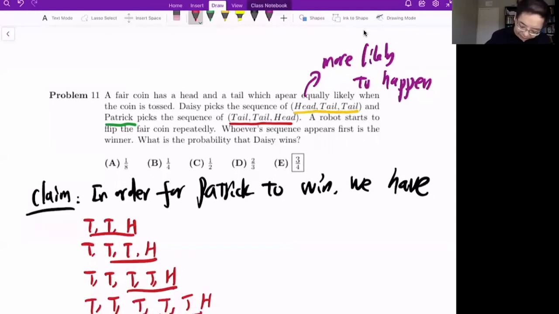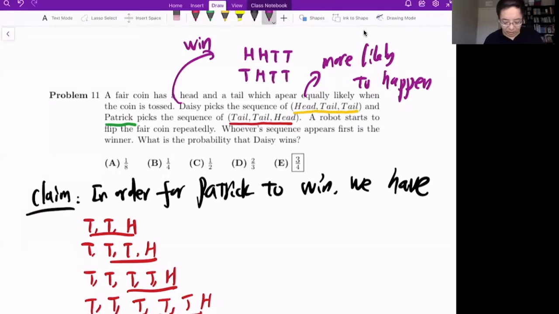On the other hand, if we focus on Daisy, then of course it's not that case. We can start from head or tail, and they can somehow repeat or alternate. For example, we can have head, head, tail, tail. That's for Daisy to win. Or we can have tail, head, tail, tail, right? So this is also a scenario in which Daisy can win. So the point is kind of clear that Daisy has more situations that she could win.